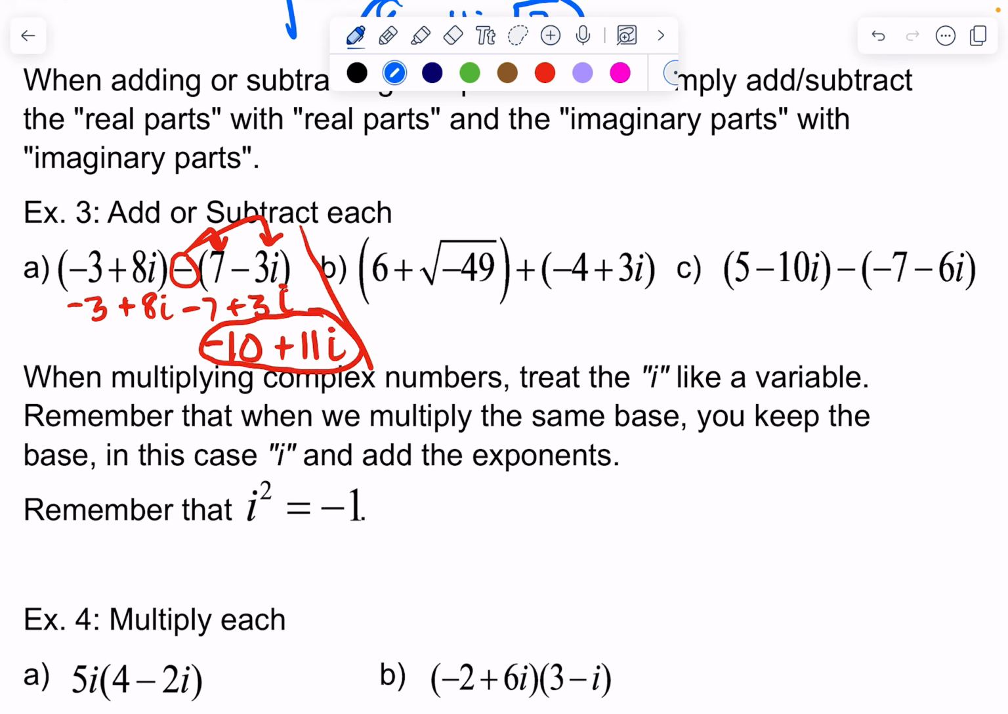Next, we've got a plus here, so we don't have to change signs. I've got a 6 plus a negative 4, so that's 2. Square root of negative 49 is 7i. And then I've got a 3i here, so that's plus 10i.